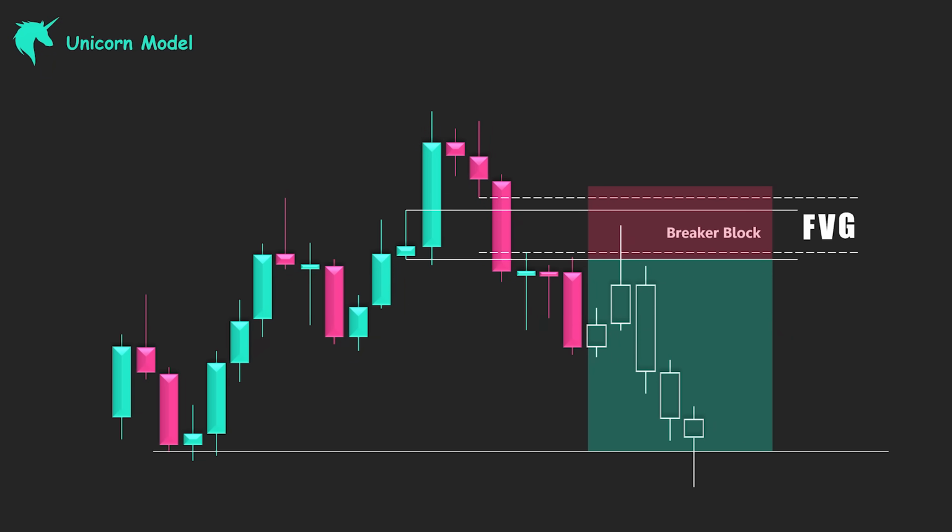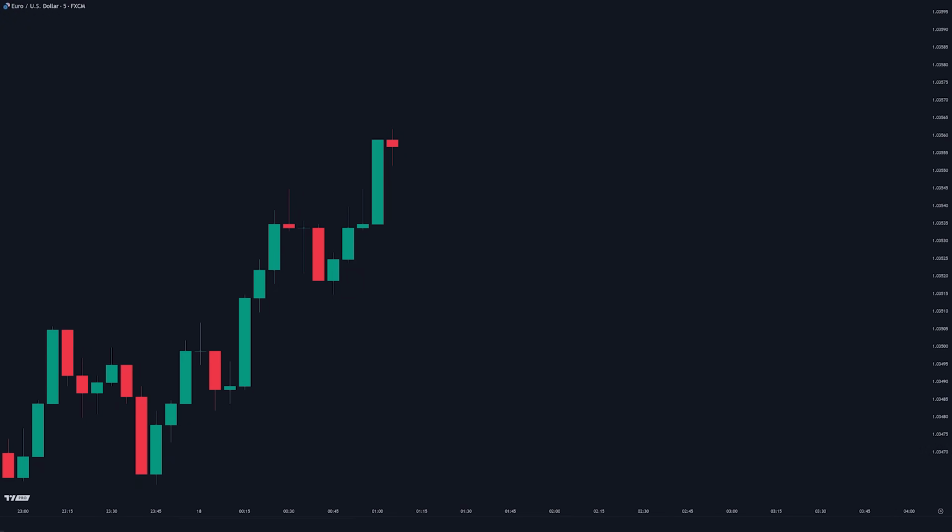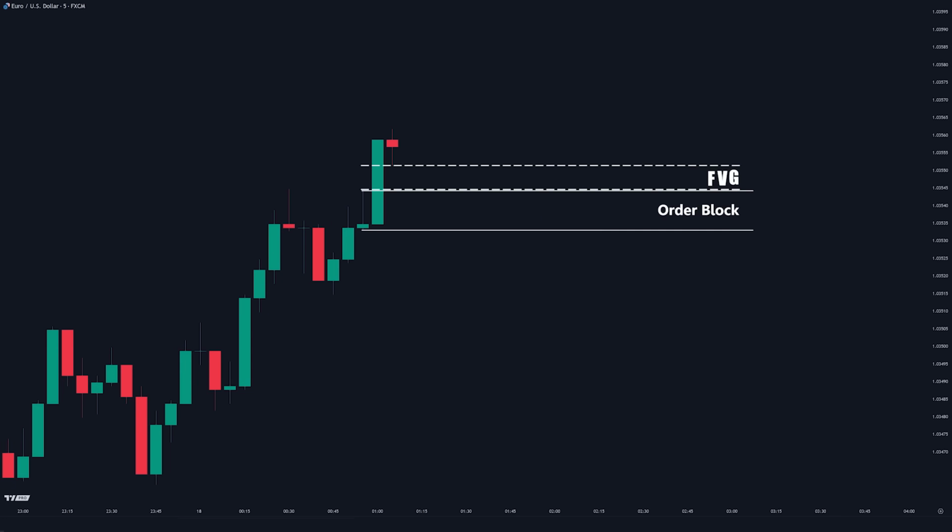For our first example, we'll look at the euro-dollar pair on the 5-minute chart. Focusing on the top of the recent impulsive movement, we have a fair value gap area. The candle responsible for this gap is considered an order block, marking a demand zone that could push the price higher. If the price retraces to this order block zone, we'd typically expect a rejection to the upside, signaling a bullish continuation.